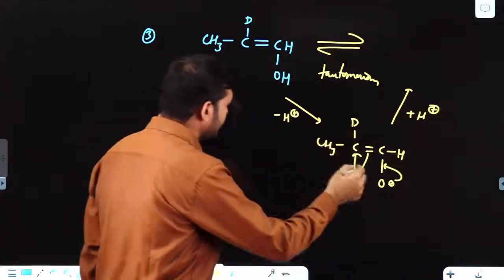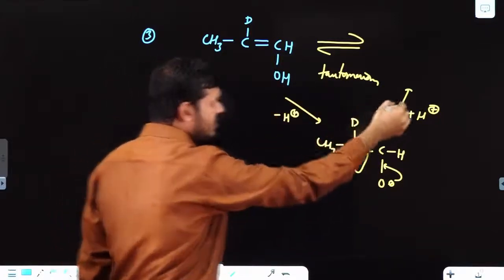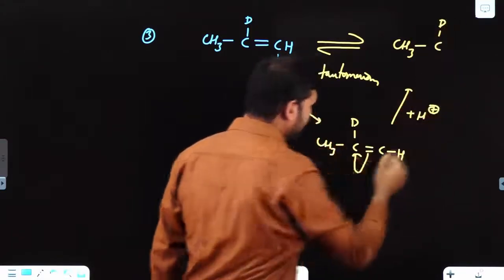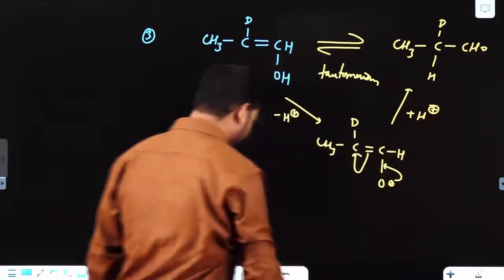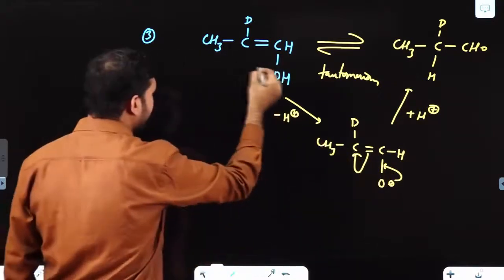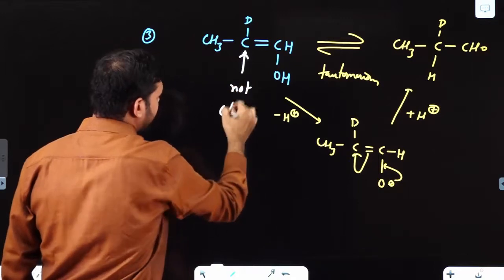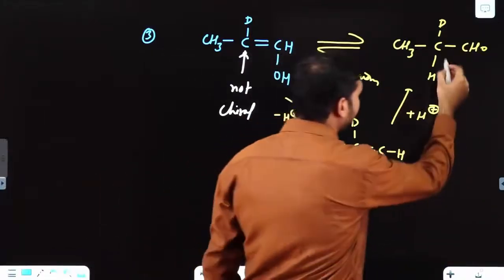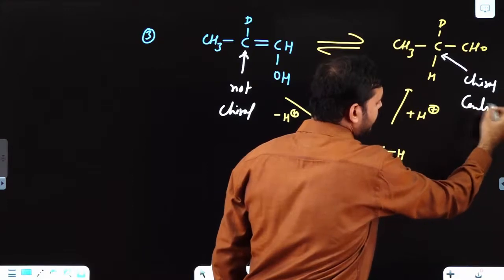Suppose it was base catalyzed, then this will occur only. OH minus will take this H, and then this will proceed like this. Now what will we get? CH3, D, hydrogen will be attached here. So dear students, here you can say that this carbon was not chiral. It was sp2 here, right? But here you can see a chiral center generated.